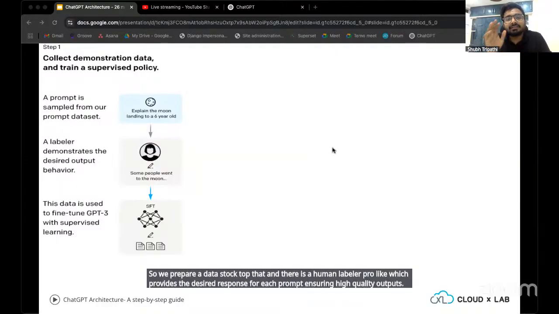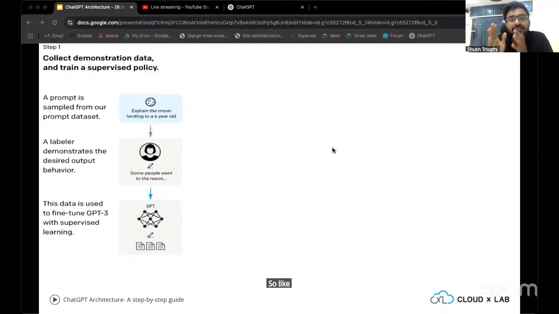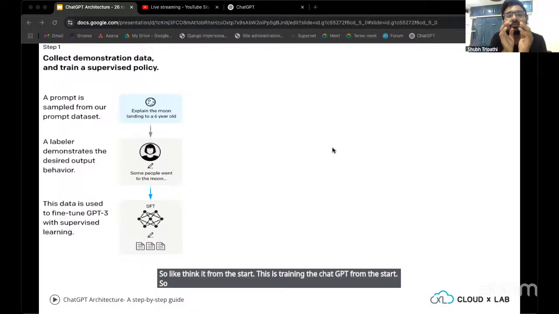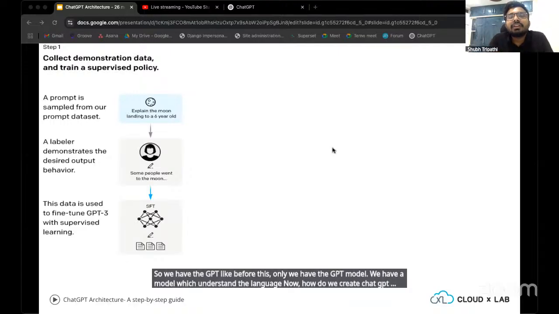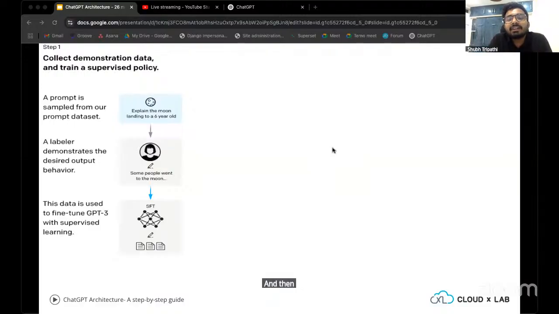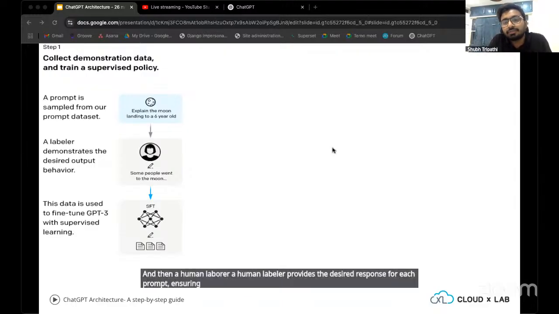So think of it from the start. This is training ChatGPT from the start. Before this we have the GPT model, a model which understands the language. Now how do we create ChatGPT from that? So we create some data set of input prompts, the input questions. Those are real world queries or instructions, and then a human labeler provides the desired response for each prompt, ensuring high quality outputs.